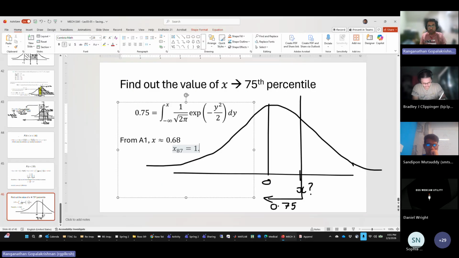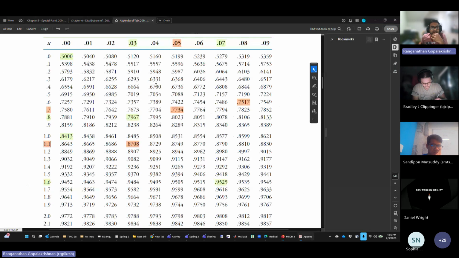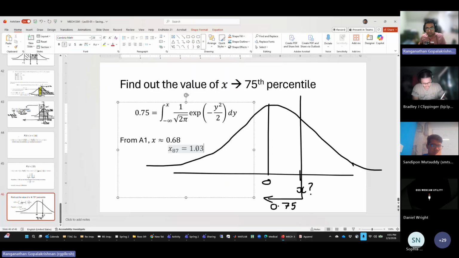I'm saying it's 1.03. Do you agree? It's 1.13, right? 1.13 or 1.03? Yeah, 1.13. Sorry, 1.13.